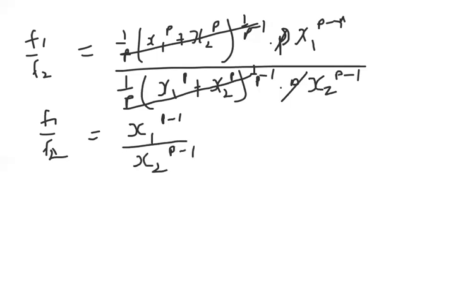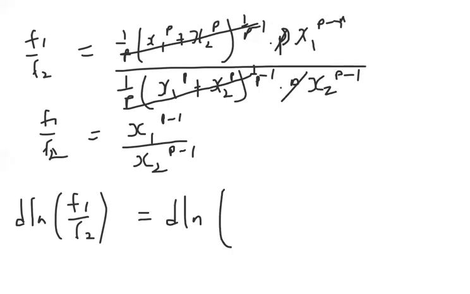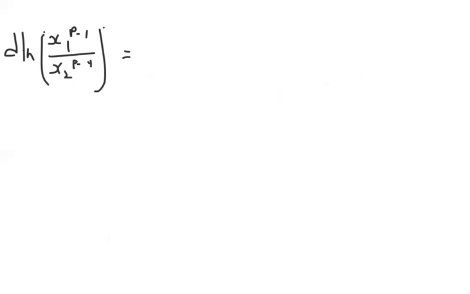So the expression d ln(f1/f2) means I'm going to have d ln(x1^(5-1)/x2^(5-1)). This is the same as d ln x1^(5-1) minus d ln x2^(5-1).